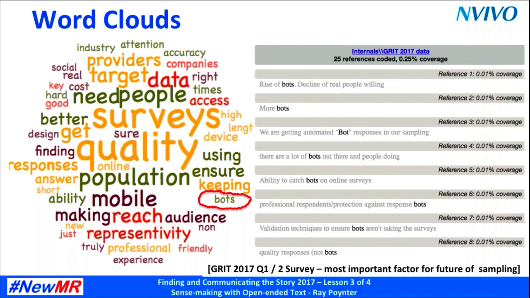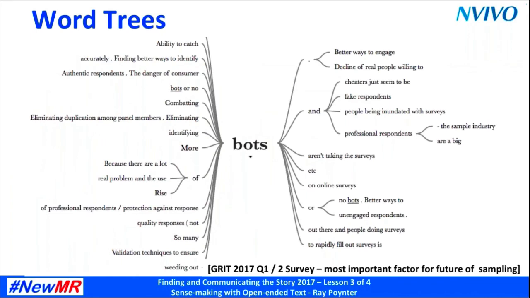Rise of bots, decline of real people, more bots. We're getting automated bot responses in our sampling. There are a lot of bots, so I can start to look at what's going on there. And ideally, that will then take me to tools like this, which say, okay, let's look at the structure.